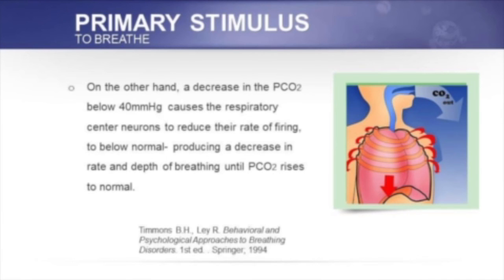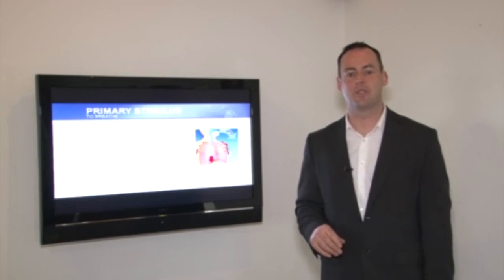On the other hand, under normal circumstances, if we were breathing too much, and there's a decrease in the partial pressure of carbon dioxide below 40 millimeters of mercury pressure, this causes the respiratory center neurons to reduce their rate of firing to below normal. And this produces a decrease in the rate and the depth of breathing until carbon dioxide pressure rises again towards normal.